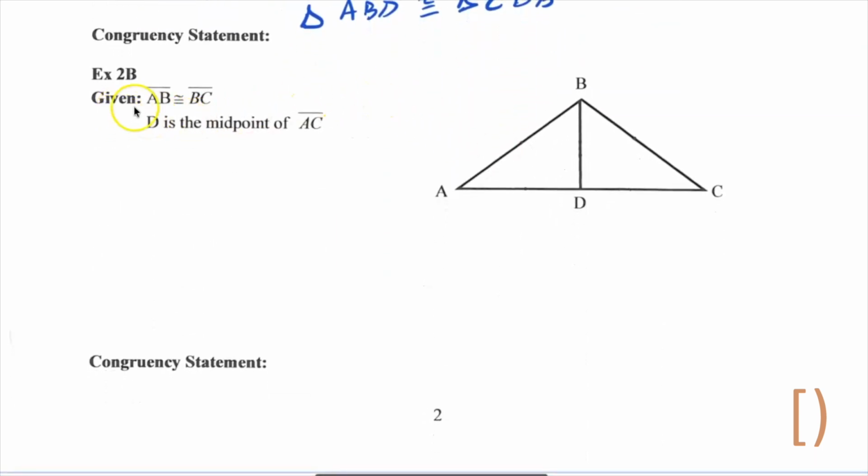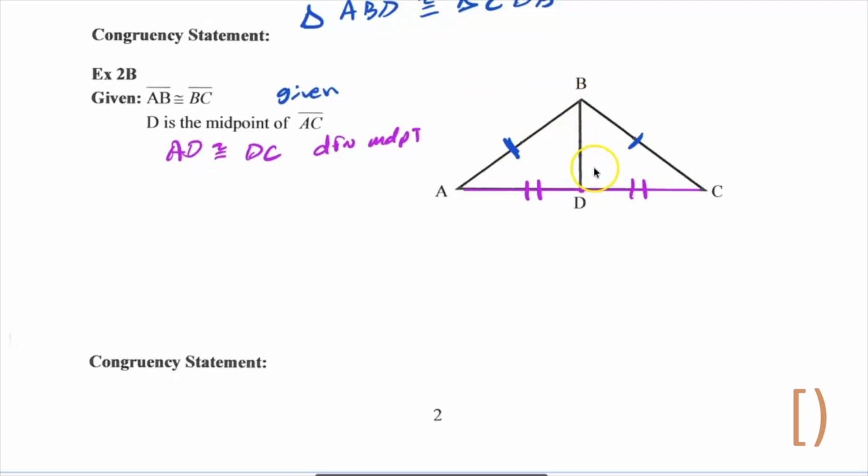In this one, they tell us AB is congruent to BC. So this side here matches with this side there. That's given. And then they tell us D is the midpoint of AC. So that means this side is equal to this side, because that's what midpoint means. So I'm going to say AD is congruent to DC. That's the definition of midpoint.